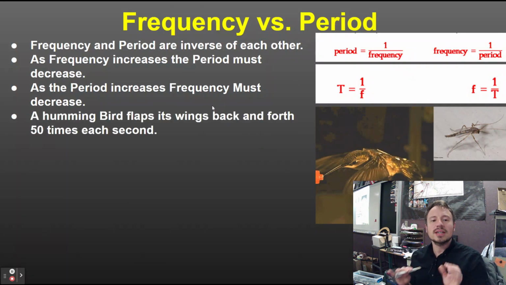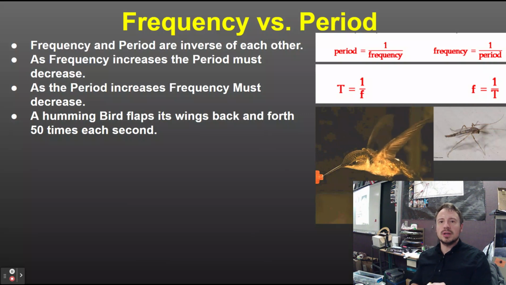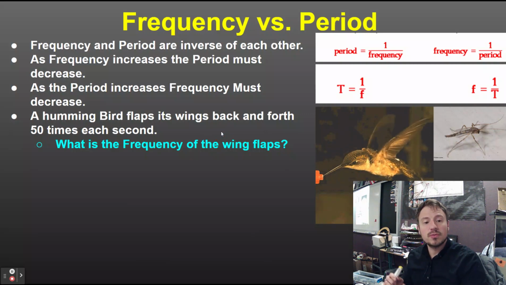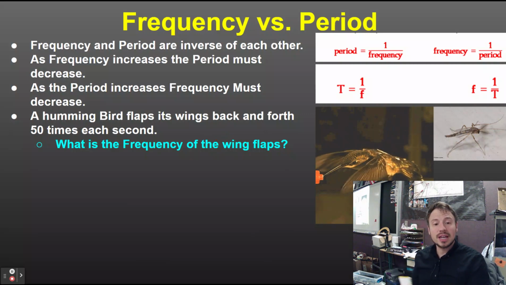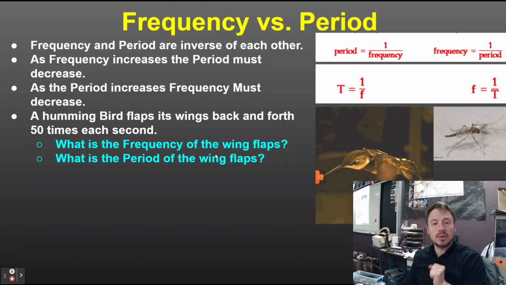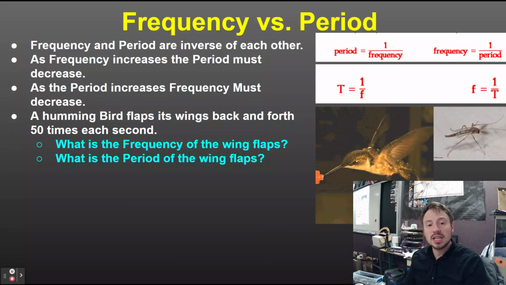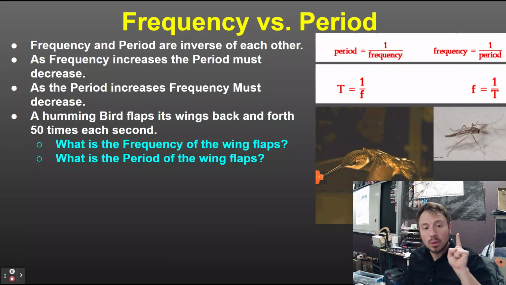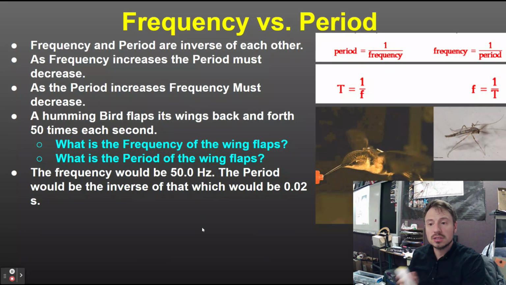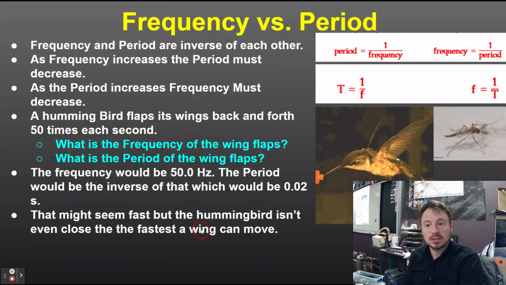So here's a good example of frequency versus period. A hummingbird flaps its wings back and forth 50 times a second. If we're looking for the frequency, that's how many cycles per second. That's going to be 50 hertz, 50 cycles per second. Now, if we're looking for the period of the wing flaps, that's how long it takes that bird to flap its wings once. So it's going to be the inverse. The frequency is 50 hertz. The period, the inverse, would be 0.02 seconds.